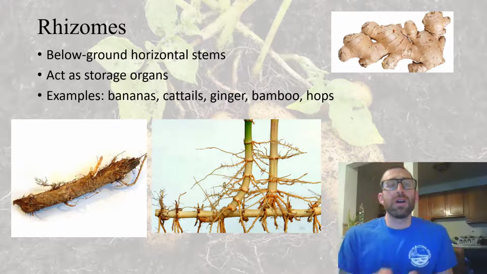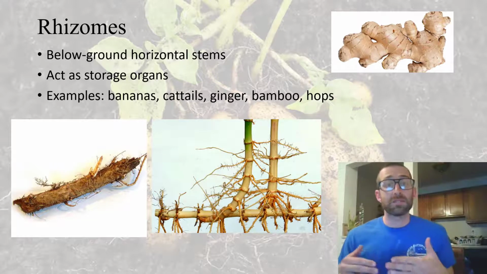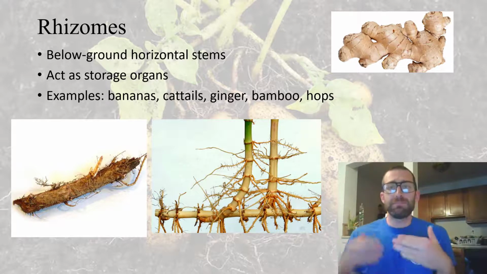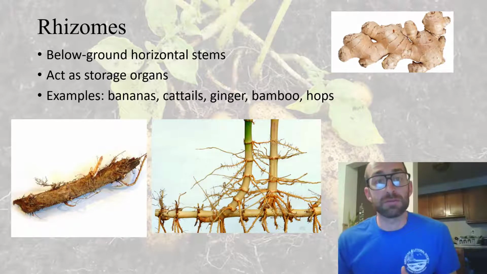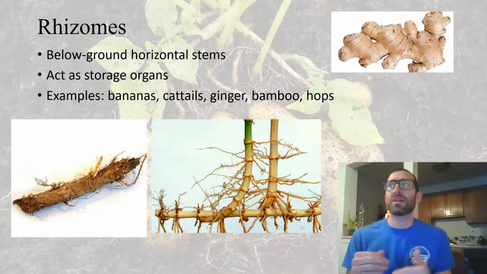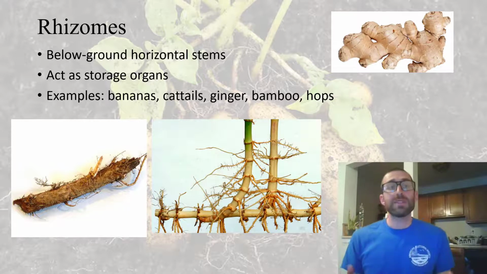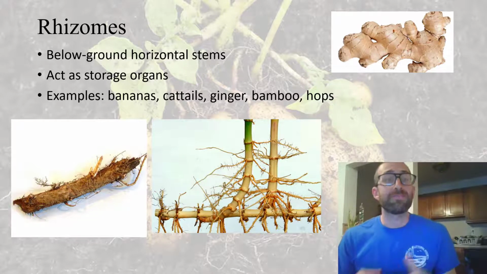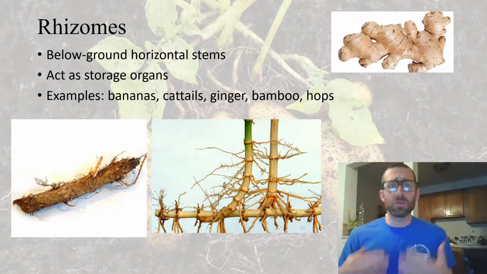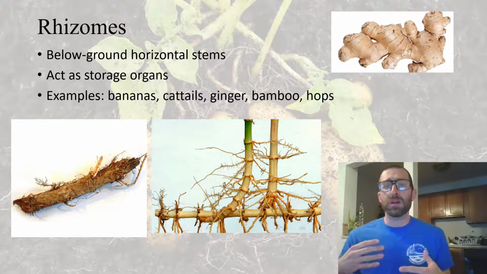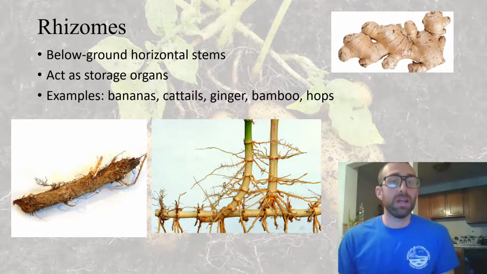All right. So similarly to stolons, rhizomes are horizontal stems, but there are two big differences. One, our rhizomes are below ground horizontal stems. Our stolons were primarily above ground or maybe just below the soil surface, but our rhizomes are below ground, and many of them also act as storage organs. So they can store starches and nutrients that our plant needs to grow and survive.